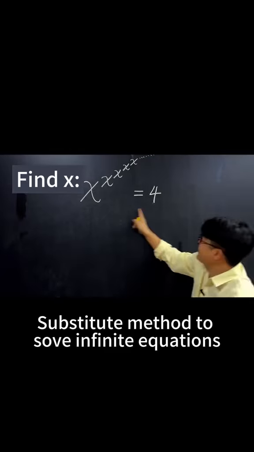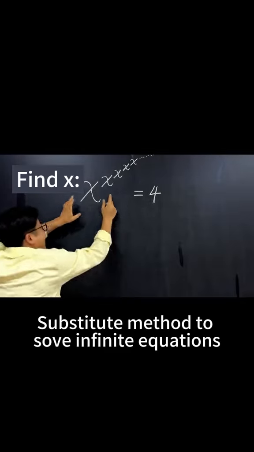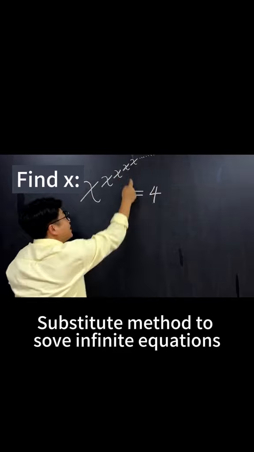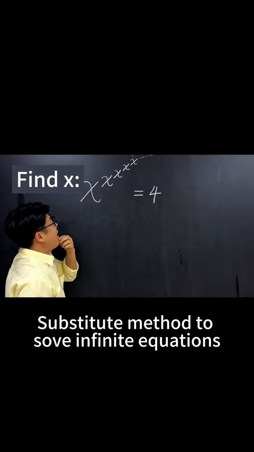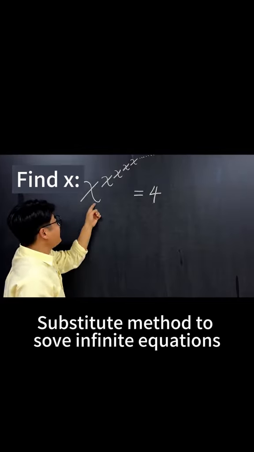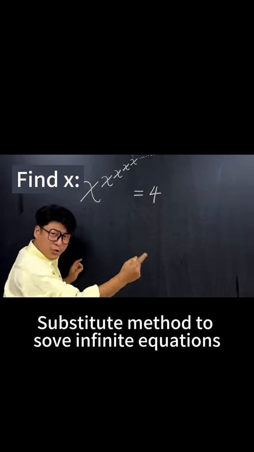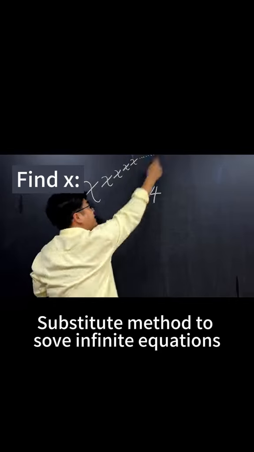Everyone, how do you solve this equation? X to the X to the X to the X to the X, and so on infinitely. X raised to the power of itself infinitely many times equals 4. What is the value of X? You can't just guess this, right? 1 doesn't work, 2 doesn't work, nothing works. So how do you solve it?